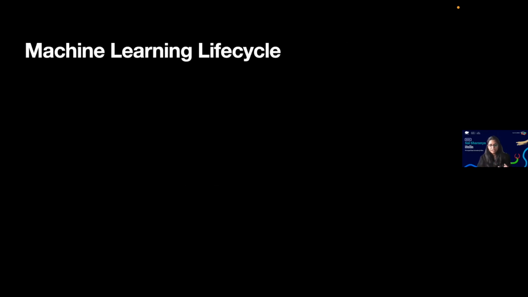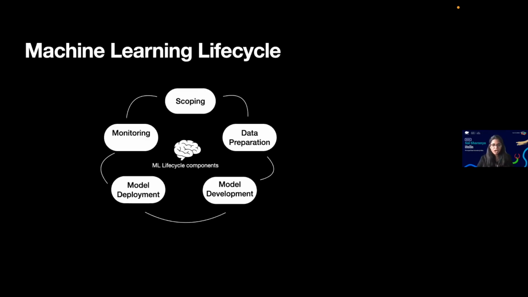So before moving into the operational aspect of it, let's dive into the basics, which is what goes into a machine learning lifecycle. The initial phase is the scoping phase. This is where the business analysts, the subject matter experts and the product team come in and come up with a business use case. And the data scientists brainstorm and try to frame the problem as a data science problem. Once the problem is identified, the data scientists and the data engineers work together to start collecting the data.